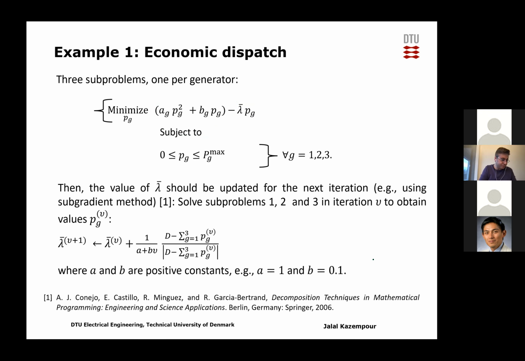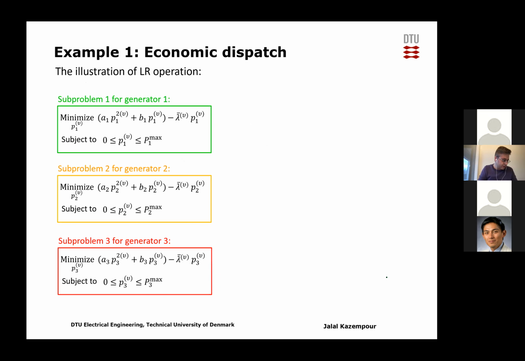Good. So yesterday we learned, if we use LR, how to update the dual variables, lambda bar, over iterations. The simplest way is to use subgradient methods. We have more elegant methods. For that, you can simply check this book. So that's maybe a nice illustration. So what happens? Now we have three subproblems, one per generator. Each of them is maximizing their own profit, subject to their own constraint, and that's it.